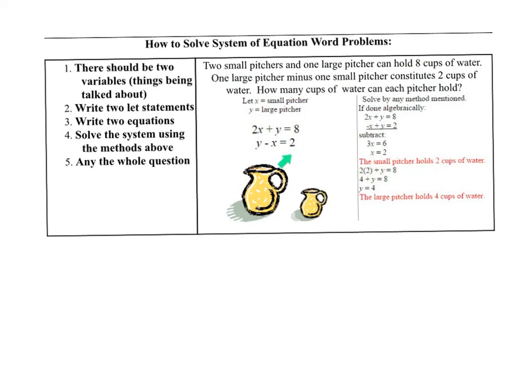Plug the 2 back into either one of these. I would put it right here, so y minus 2 is 2. So you turn around and add the 2 to the other side like they did right here, and you get 4 for the big pitchers. Okay, pretty straightforward. The biggest keys are this right here. Identify what your variables are going to be, write the 2 let statements, write the 2 equations, and then use one of the methods we've talked about to solve.